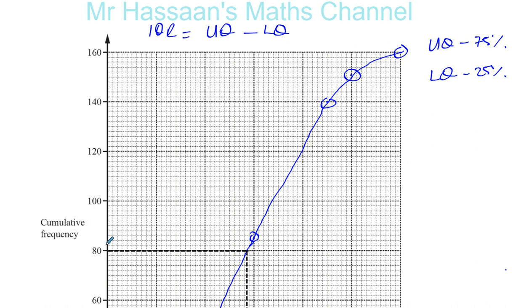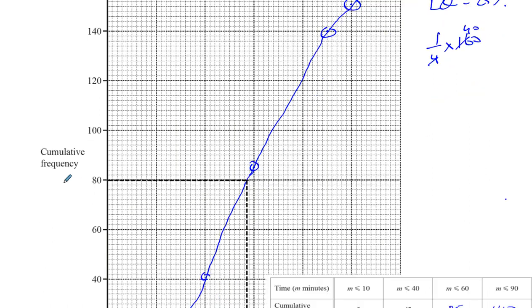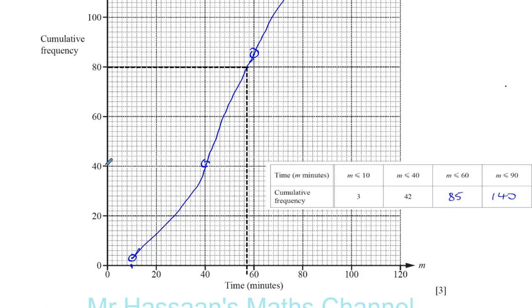Now a quarter times 160 is 40, isn't it? So we've got to go to the 40th entry. How do we go to the 40th entry? We go to 40 here. And we see that on the 40th entry, it should actually be just under 40, because 42 was 40, wasn't it? So my graph is a bit mashed up there.